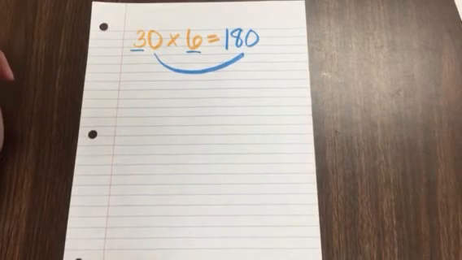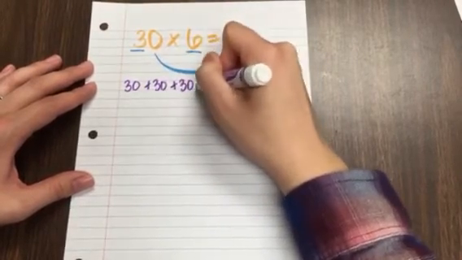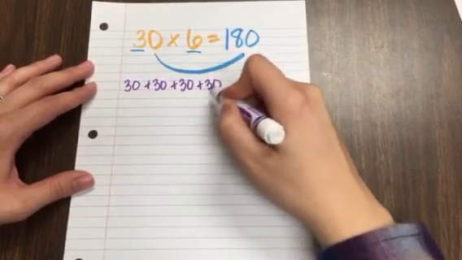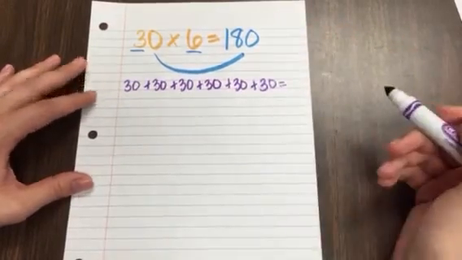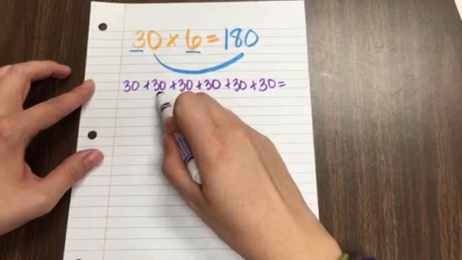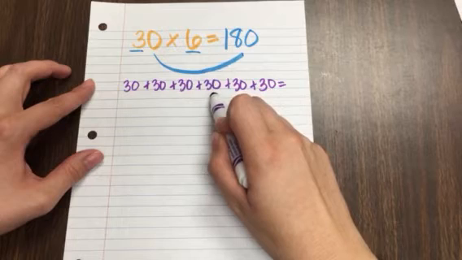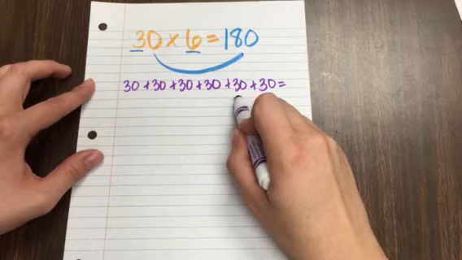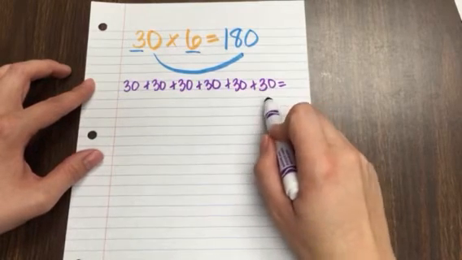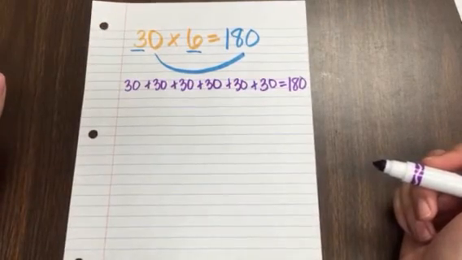Now, let me just prove it to you that this works. If I add 30 6 times, so I've got 1, 2, 3, 4, 5, and 6. All right, 30 plus 30 is 60. 60 plus 30 more would be 90. 90 plus 30 more would be 120. 120 plus 30 more would be 150. 150 plus 30 more would be 180. That proves that 30 times 6 is 180.